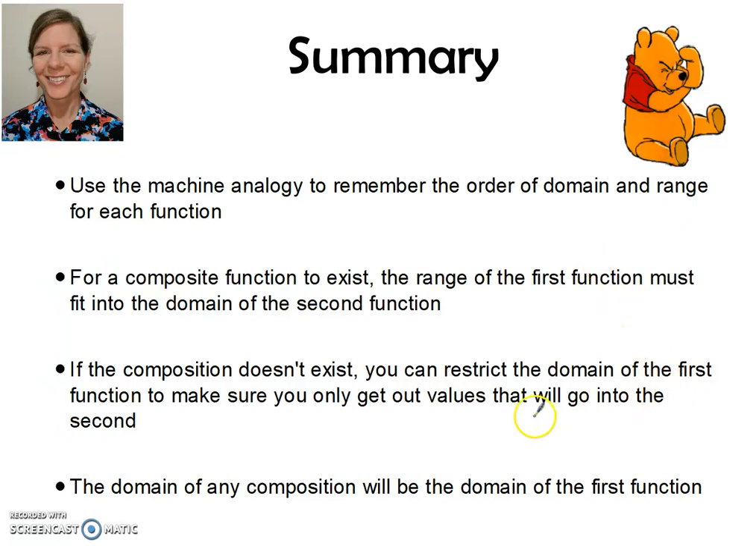So in summary, we use the machine analogy to remember the order of domain and range for each function. If you ever get stuck, just remember that this is first, and this is second, so it's backwards, or if you're thinking in terms of brackets, f of g of x, do the internal brackets first, and then just draw a little picture either in your head or on the page, which just says g goes into f. Now you know that the numbers coming out of here must be going into there, so the range of g must go into the domain of f. So for a composite function to exist, the range of the first function, g, must fit into the domain of the second function, f in this case, or in reverse if you're doing g of f.